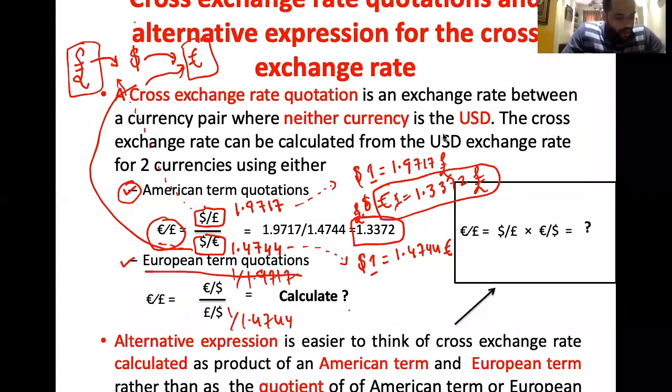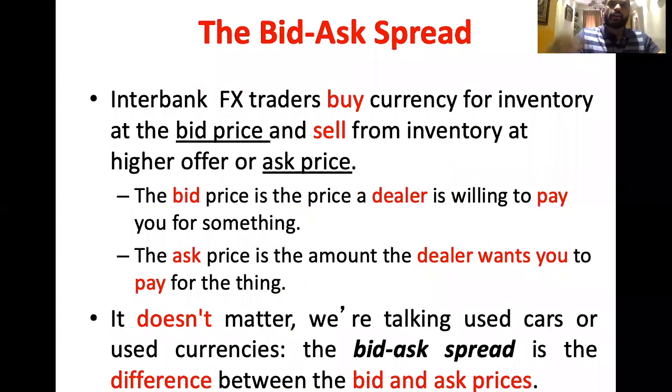Okay. So now the next is the bid and ask spread, right? Bid and ask spread means the difference between bid and ask. And of course, the difference between bid and ask will be your profit, right? So now what is bid and ask? So we use the words bid and ask in order to trade in foreign currencies. Bidding and asking.